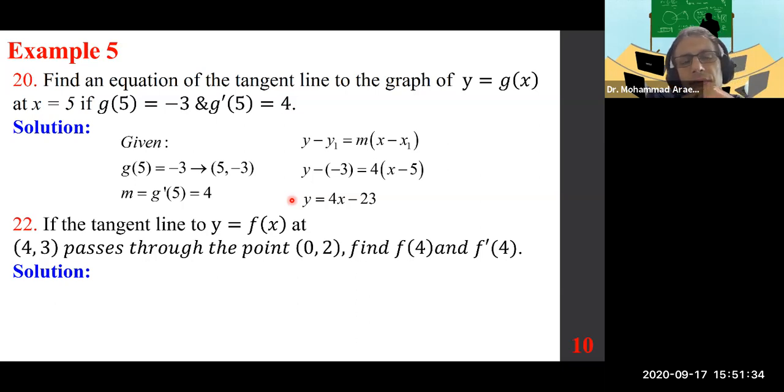The tangent line at a pair 4, 3 for some function, y equals f of x. Here's the tangent line at this point. It passes through one more point, 0, 2. Can you come up with f of 4 and f prime of 4? What do you think, class? Can we come up with f of 4? Let's think of f of 4 first. Can we come up with f of 4?